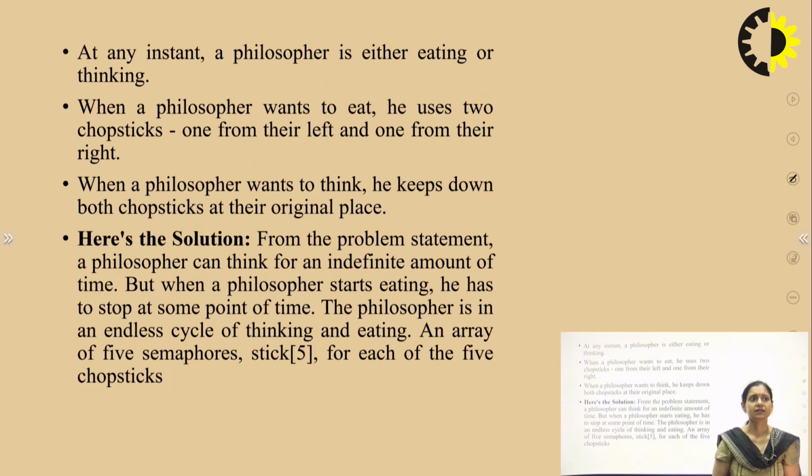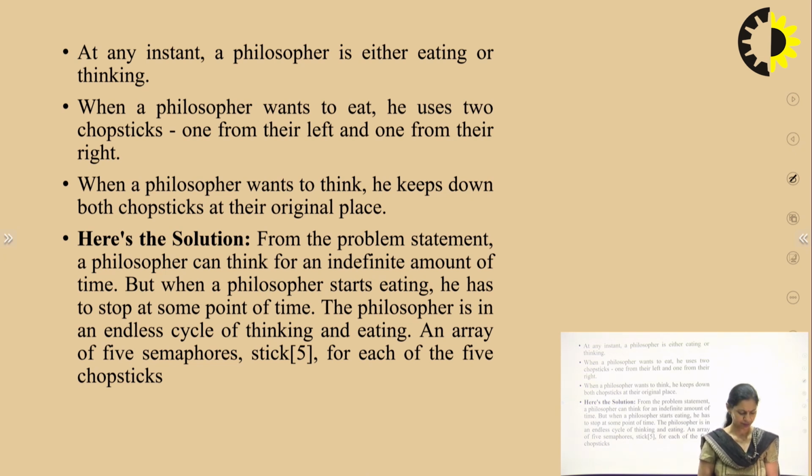So at any instant, a philosopher is either in the eating or the thinking state. When a philosopher wants to eat, he uses two chopsticks, one from his left and one from his right. When a philosopher wants to think, he puts down both chopsticks in their original place. Now we have a problem over here.